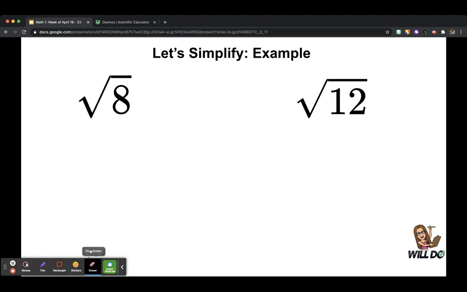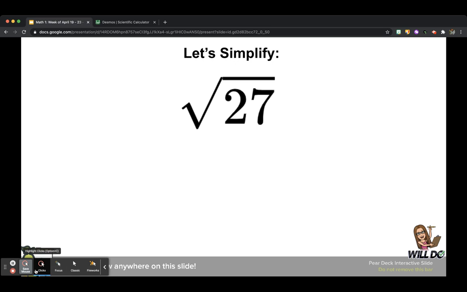Okay, so let's try a couple others. Okay, the square root of 27. So again, my favorite method is prime factorization. So I'm going to break this all the way down into 2 times what? So if I do 27, can I divide that evenly by 2? No, I can't. Okay, so let's try breaking it down into 3 because I know that 27 is 3 times 9. I can break 9 down into 3 times 3.